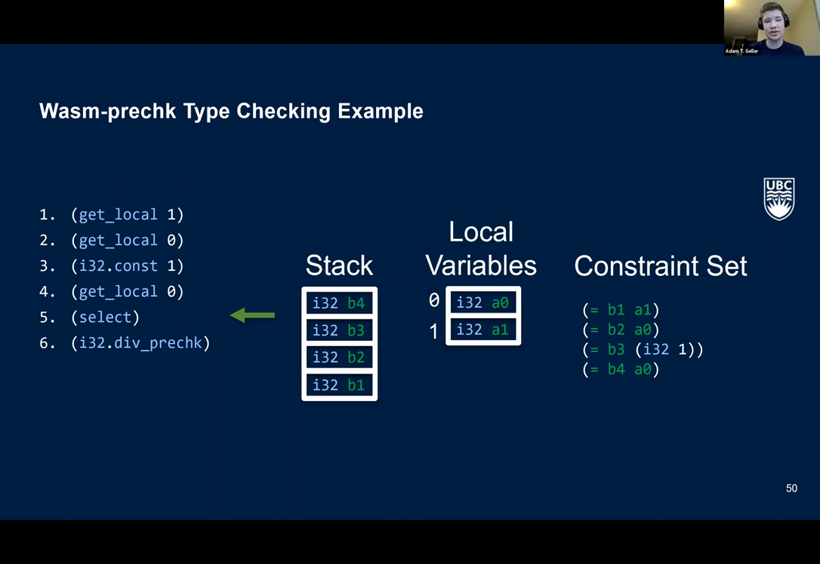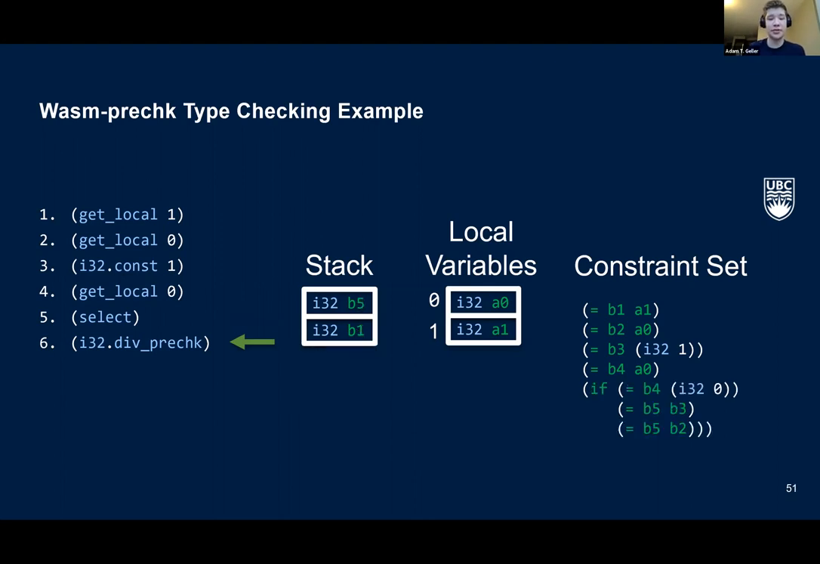So this select operation, which is the ternary, is where we use the if statement from before. It will produce a fresh index variable, b5, which, in this if statement, will be equal to b3, the second argument to select from the stack, if b4, which is the conditional argument on the stack, is equal to 0, and otherwise b5 will be equal to b2.